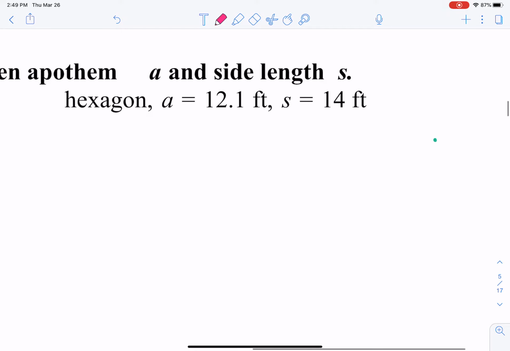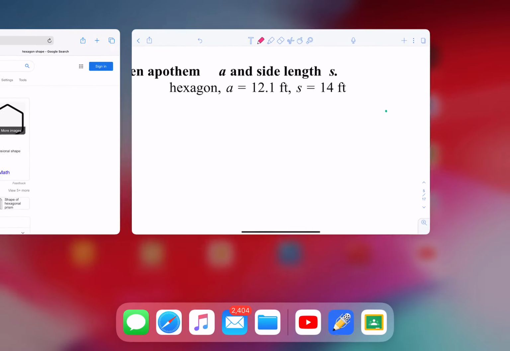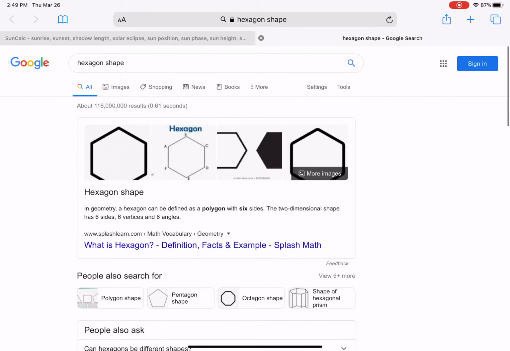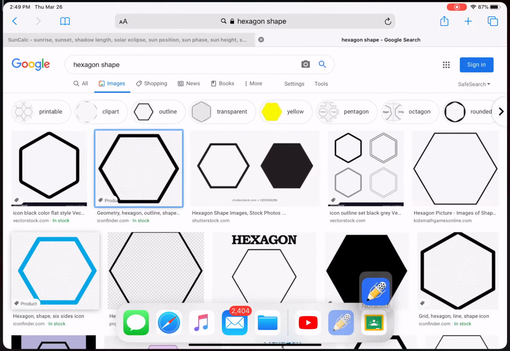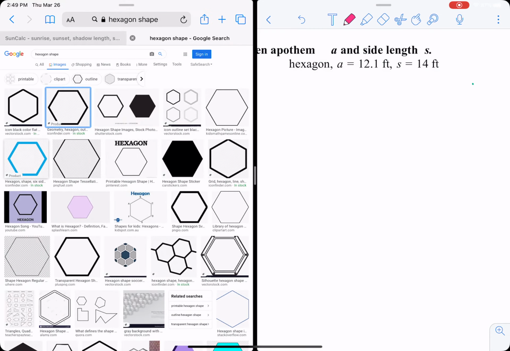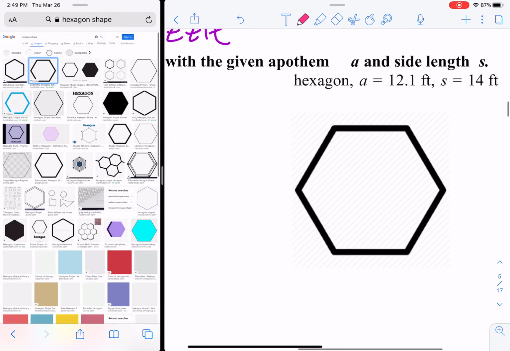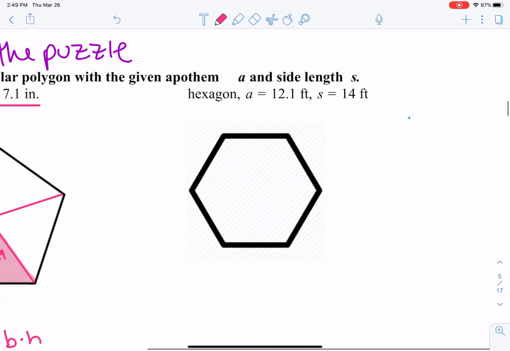A hexagon. I'm not great at drawing a hexagon, so I'm going to grab one off of the old internet. And let's see, images. And let's use this one. Bring Notability up here. See if I can drag it right on there. So go back to Notability. And here I have my hexagon.